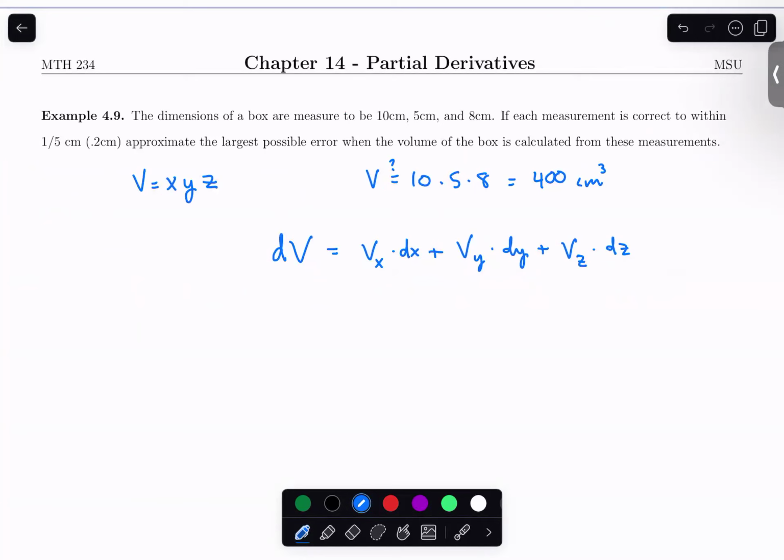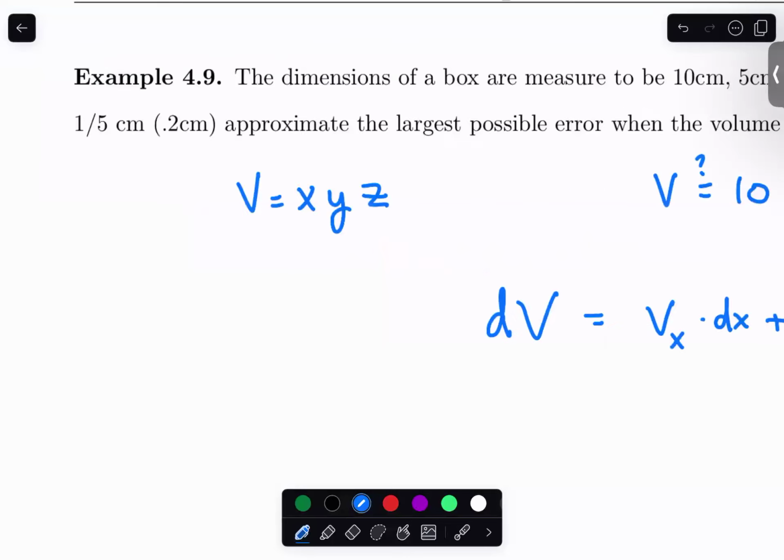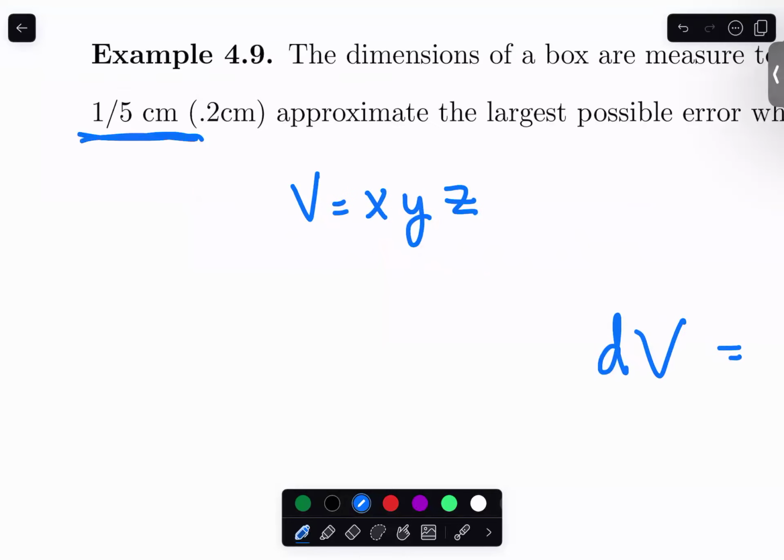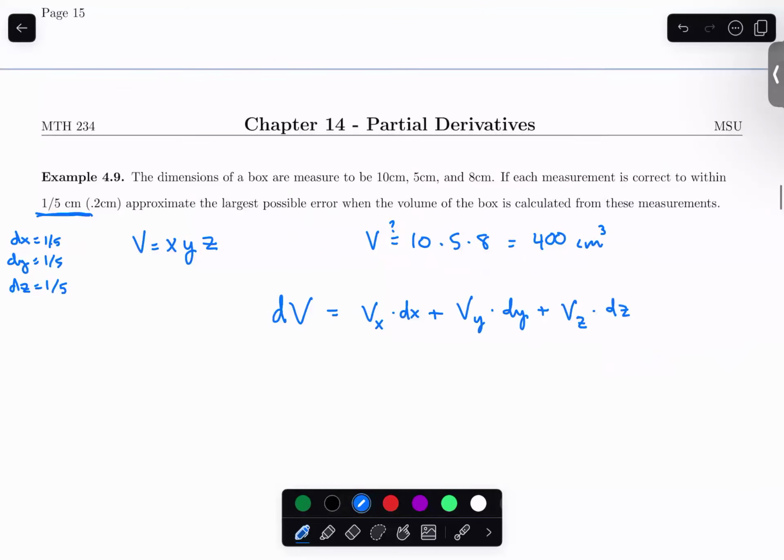Now, when it's talking about this, each measurement is correct within 0.2 centimeters or 1/5 of a centimeter, right? This is saying, well, each dimension, each measurement here. So this is saying that dx is going to be equal to 1/5, dy is going to be equal to 1/5, and dz is going to be equal to 1/5. Right? Each measurement is correct.